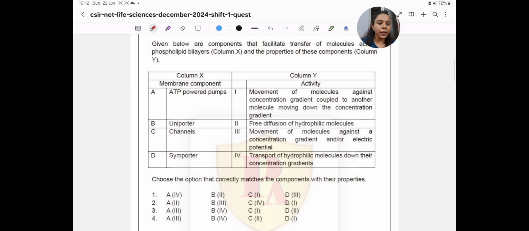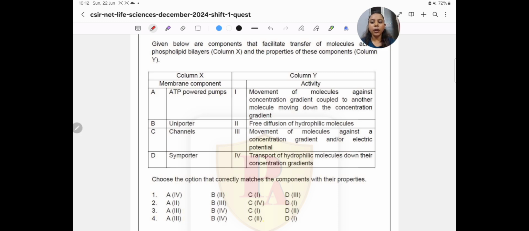I have selected one question from the December 2024 shift 1 CSIR-NET Life Science examination, and this question is a very common, very easy part of our study, that is membrane transport. Here in the X column there are the names of the transporters, and you have to match their functions that are given in the activity, that is column Y.